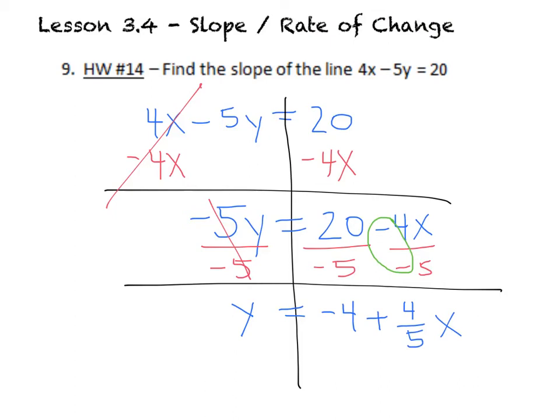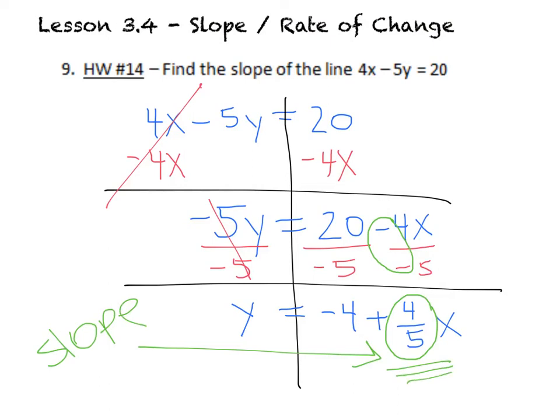But once y is by itself, once it's in this form, we simply look at the number with x, the coefficient of x, which is right here, and that is our answer. Our slope is 4 over 5. Slope is always the number with x as long as y is by itself.